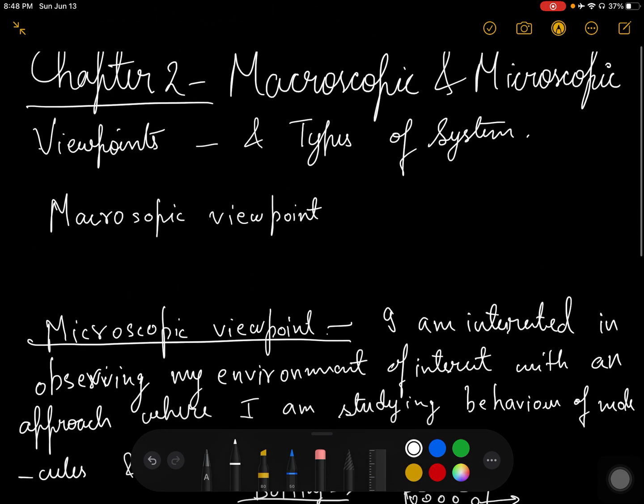Now comes macroscopic viewpoint. So this is more popular. I mean, in the basic thermodynamics, when you're studying the fundamental of thermodynamics, you will be addressing the problems as a macroscopic. You will be having a macroscopic approach to the problem rather than having a microscopic approach. But we can derive all the results of macroscopic approach from the microscopic approach.